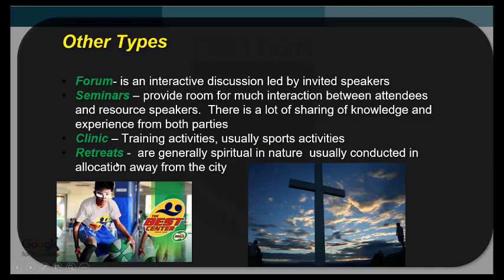We have retreats. It is also generally spiritual in nature and usually conducted in a location away from the city, where there would be accommodation that would take you to a very remote place.